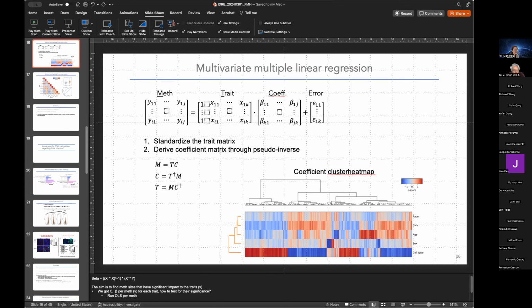Okay. Yeah, I understand your question. Overall, I think for the pseudo inverse method we are proposing, it's really easy for computation, and we can get this coefficient matrix one time, instead of doing it per site and per trait, one by one. That's the thing.